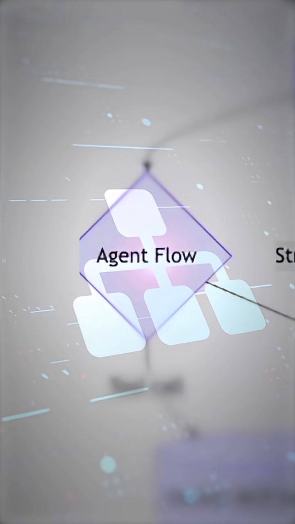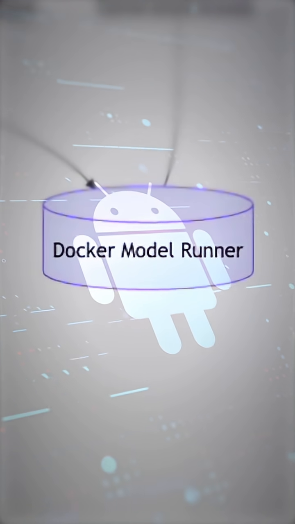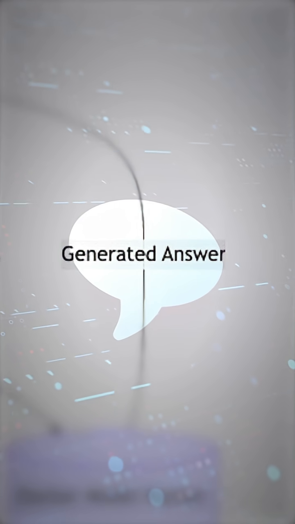If it needs raw thinking power, it makes an LLM call to the Docker model runner. That's a local AI model running in the container. The model runner returns ideas or a draft answer.